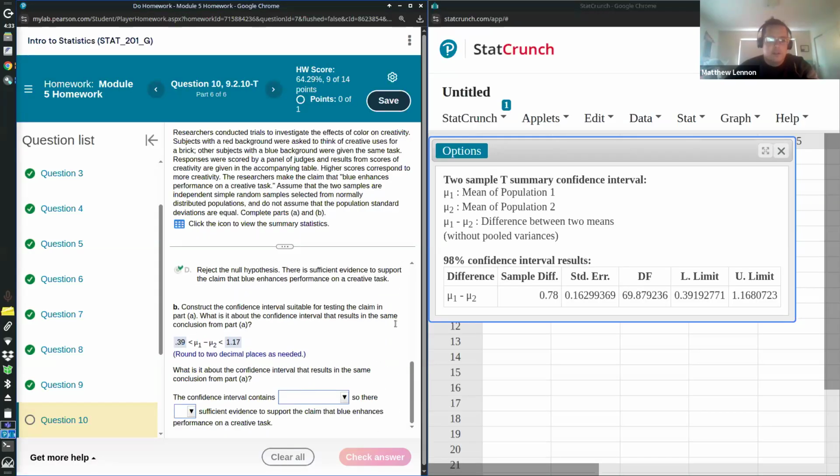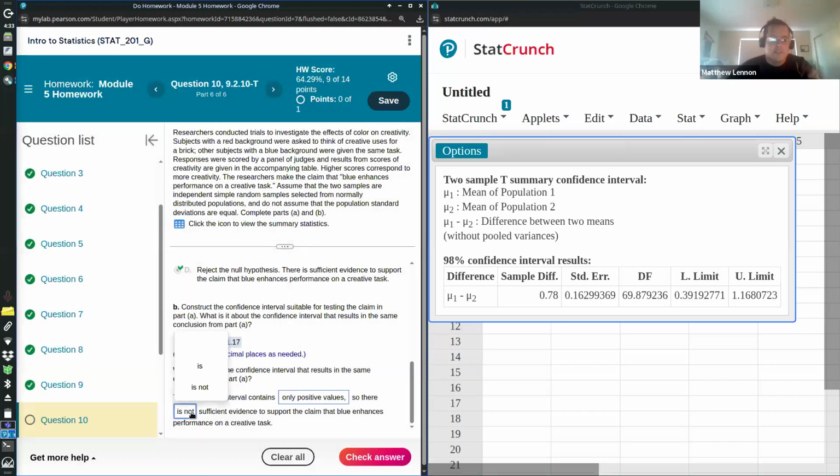Yeah, basically, there's just two cases. If your confidence interval contains 0, then that's fail to reject. If it's only positive or only negative numbers, you're rejecting. So this is only positive numbers, 0.39 to 1.17. There's only positive in theirs. So that means not sufficient evidence.